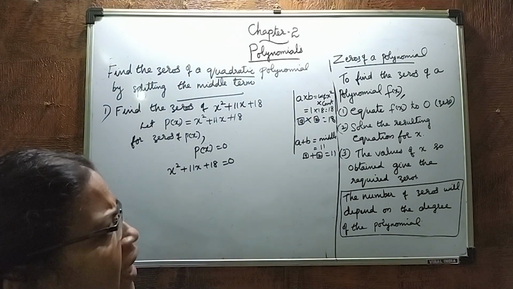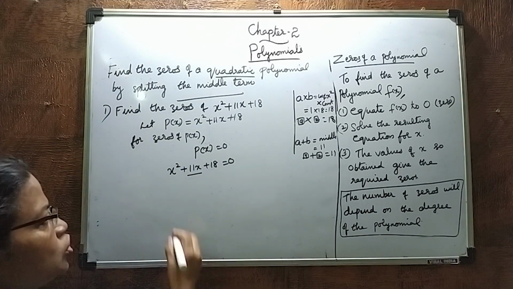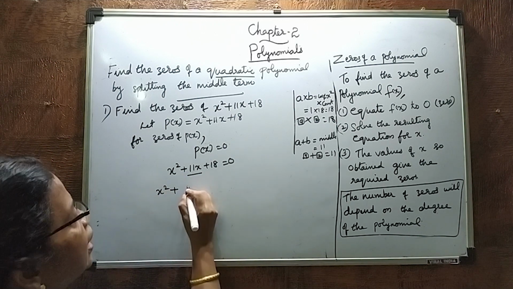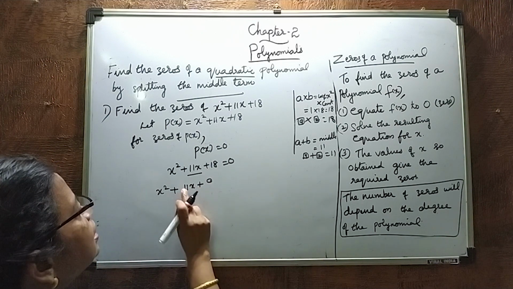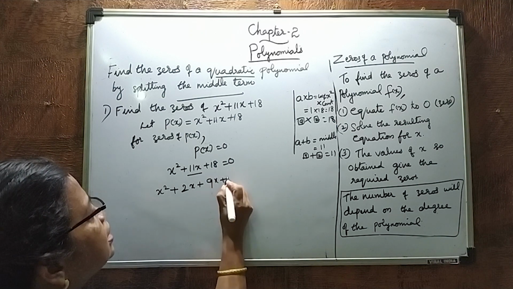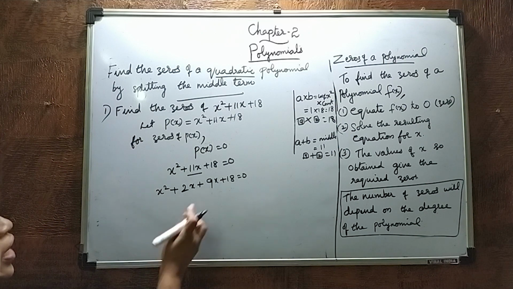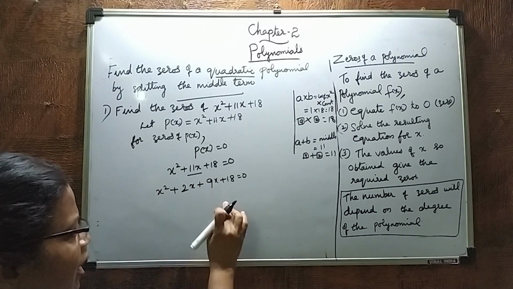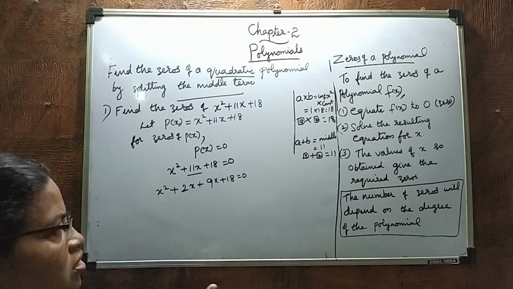So 9 and 2 you have to substitute here in the middle. So it is x square plus 2x plus 9x plus 18 equal to 0. It is not 11x. Now look, I can write it as 9x here too, no problem. Here it is better to take the common, and you have to arrange it yourself.